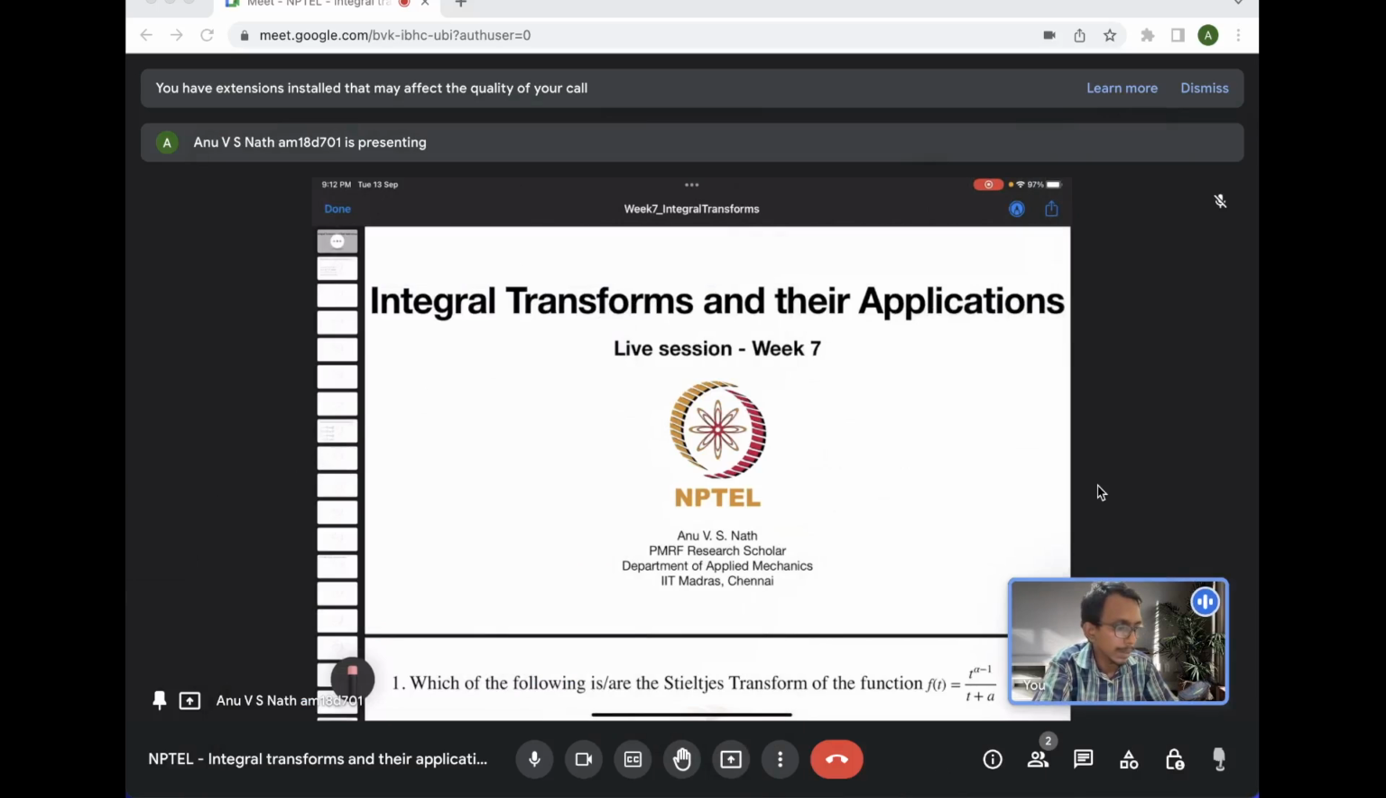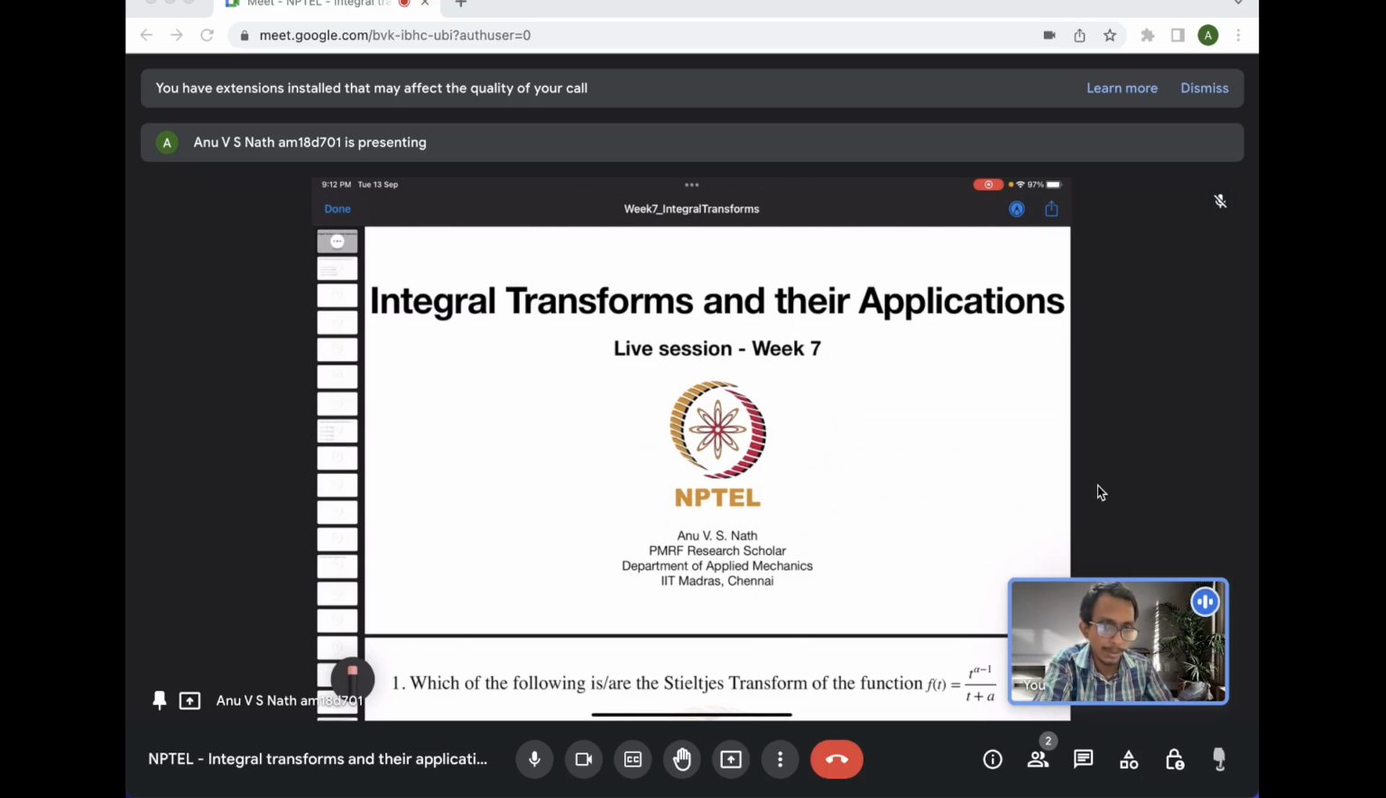Welcome to the 7th week of live interactive session on the course Integral Transforms and their applications. So this week we will see two specific transforms, the Hilbert transform and the Stieltjes transform. They are related or have identical form. Without wasting time, we'll go to the demo problems.